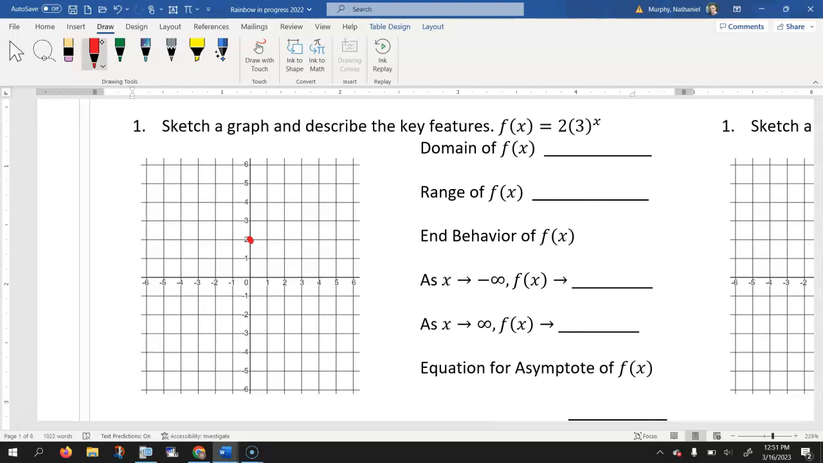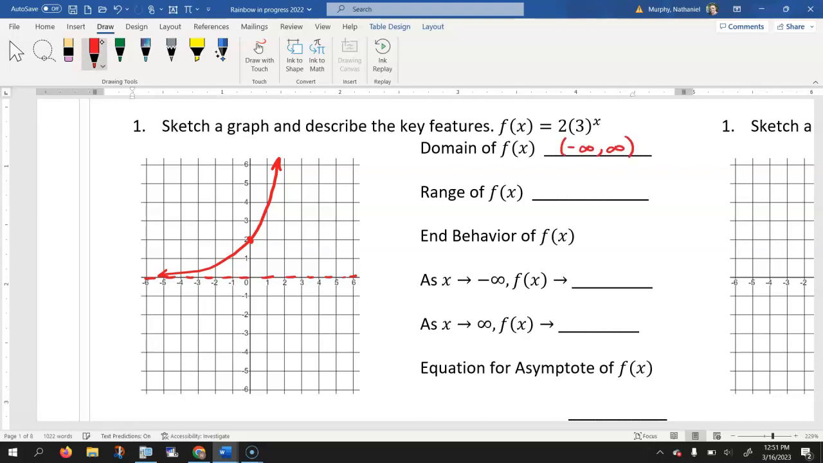Our b value is 3, so it represents exponential growth. We're not moving this up or down at all, so we're going to have a horizontal asymptote at y equals 0. Those are the key features I want to see on the graph: the y-intercept and where the asymptote would be.